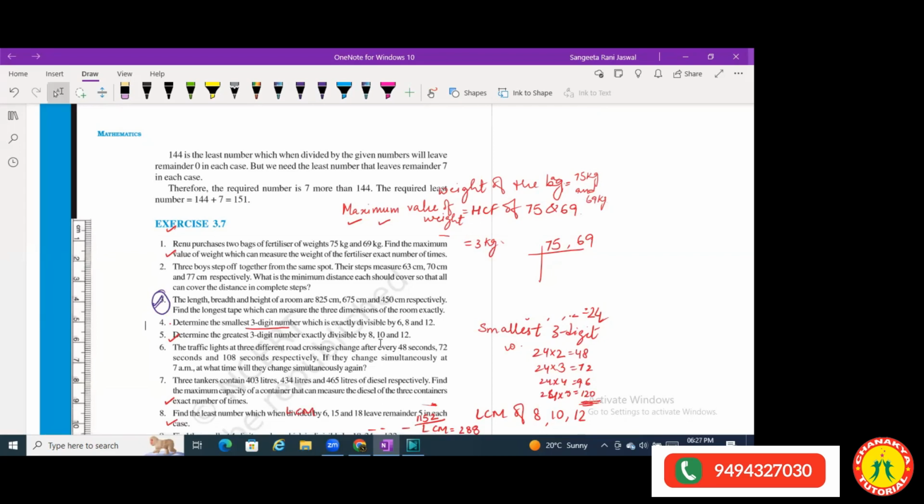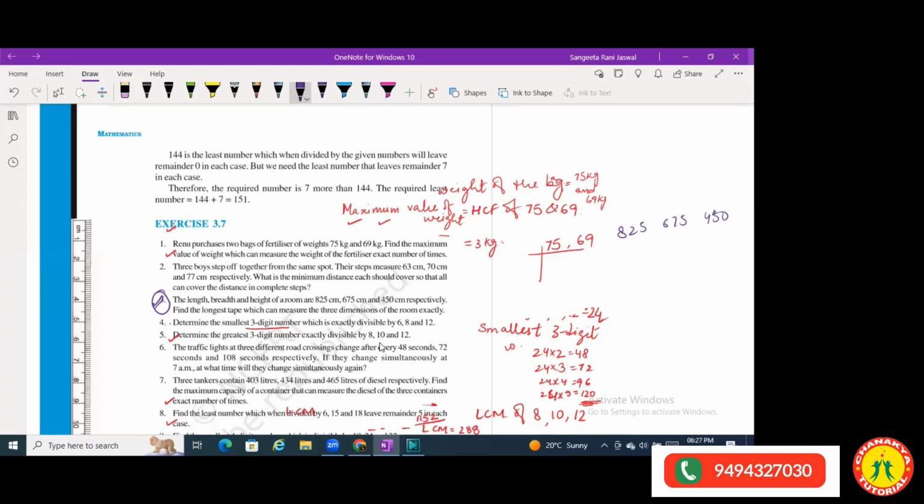The length, breadth, and height of a room are 125 centimeter, 375 centimeter, and 450 centimeter respectively. Find the longest tape which can measure the three dimensions of the room exactly. So the length, breadth, and height of the room are given: 825, 675, and 450. Find the longest tape which can measure the three dimensions of the room exactly. Now we have to find the longest tape which can take the measurement of these length, breadth, and height.